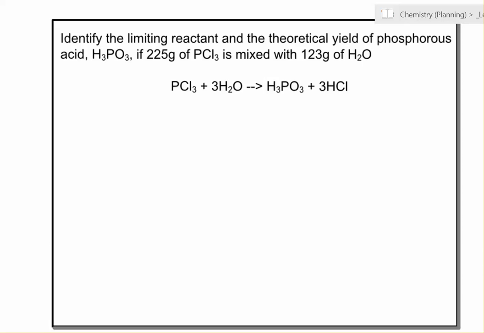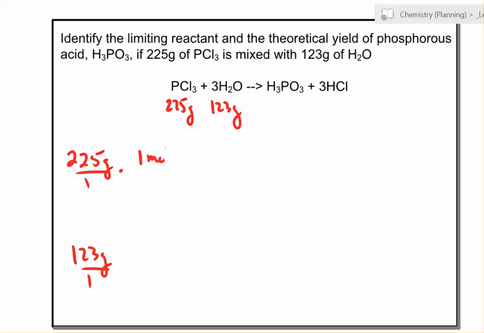To switch equations here, identify the limiting reactant and the theoretical yield, that is to say how much should form, of phosphorus acid, H3PO3, if 225 grams of PCl3 is mixed with 123 grams of H2O. Just like before, let's set up 2 different reactions. 125 grams of PCl3, I want to convert that to moles, use a mole-to-mole ratio, and figure out how much phosphorus acid it could produce.